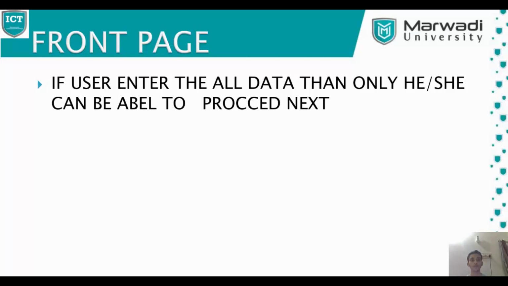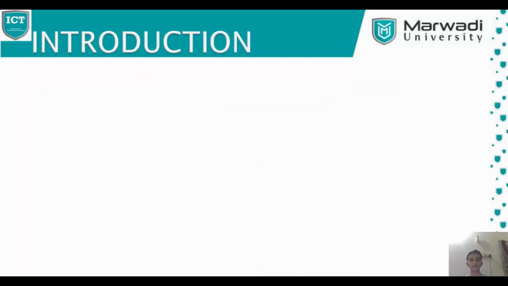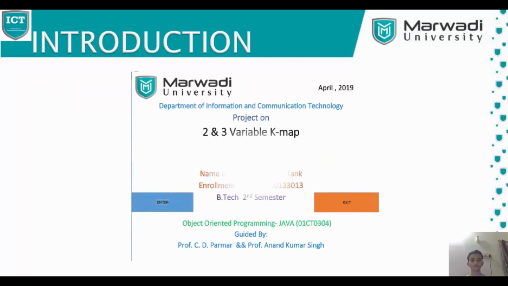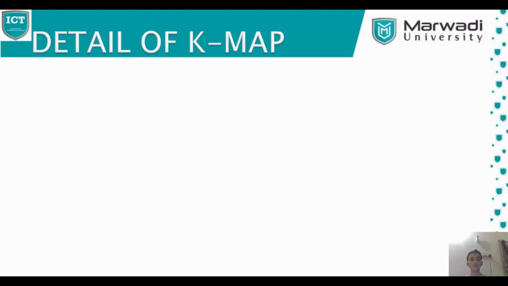Here is the first page where the user has to enter all the data, and only then is he or she able to proceed to the next. This is the example of the first page. Next is the introductory page. Next is the detail of the K-map. The next page is about the detail of the K-map.